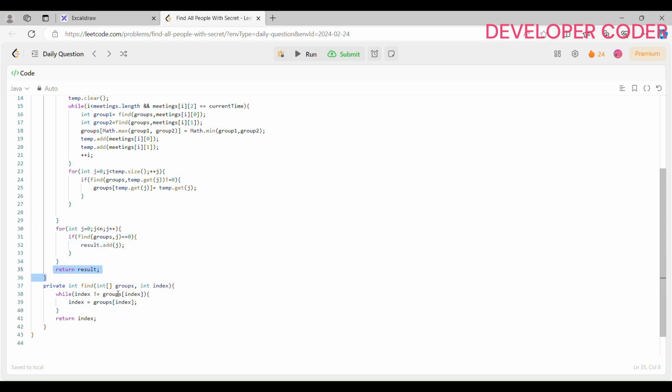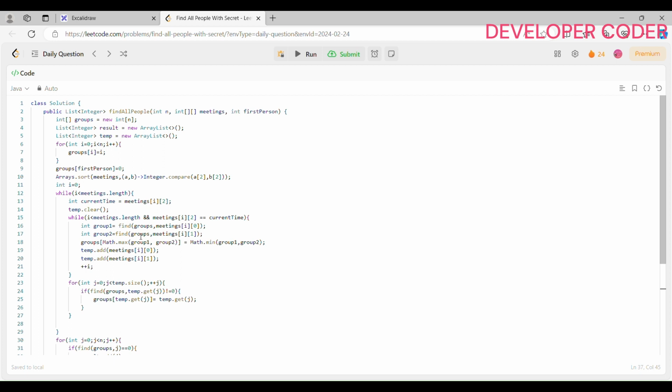And this find method is working on the groups array and one index. So if my index is not equal to groups of index, then I am updating the index as this one. Okay, and returning the index. So this is how my code is working.